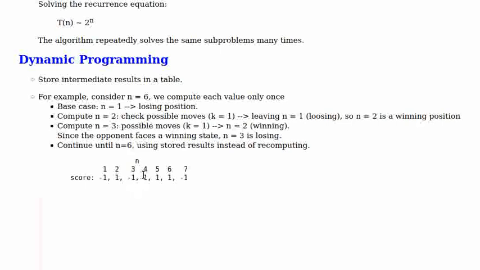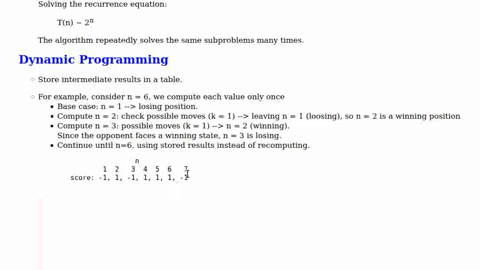When n equals 4, the player can remove one or two blocks. It could remove one block, leaving n equals 3 with score -1. So it has a path to win and its score is 1. When n equals 5, the player can remove one or two blocks. It could remove two blocks, leaving n equals 3 with score -1. So it has a path to win and its score is 1. When n equals 6, the player can remove 1, 2 or 3 blocks. It could remove 3 blocks, leaving n equals 3 with score -1. So it has a path to win and its score is 1.